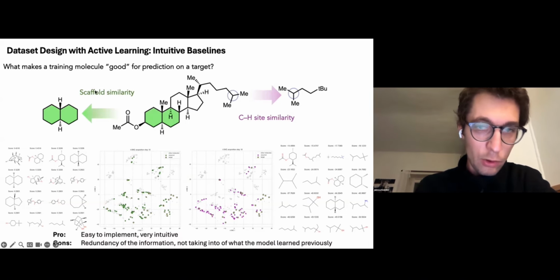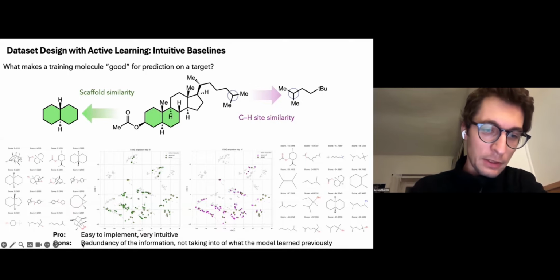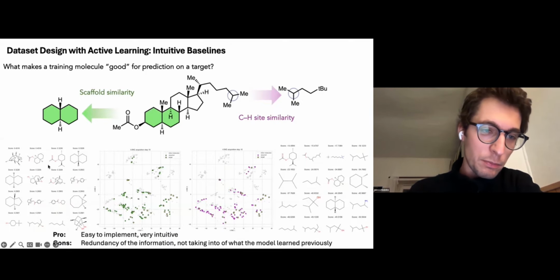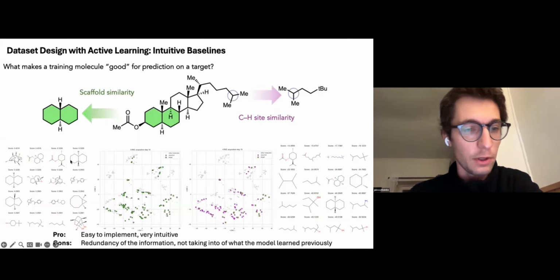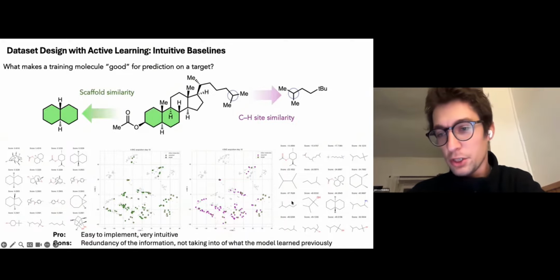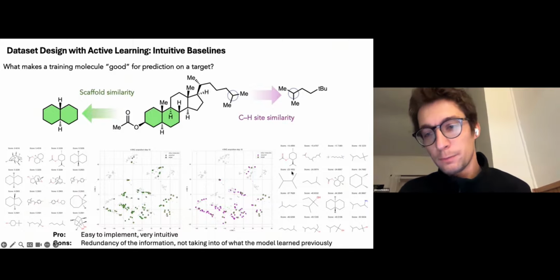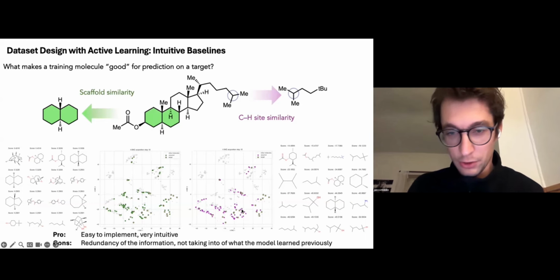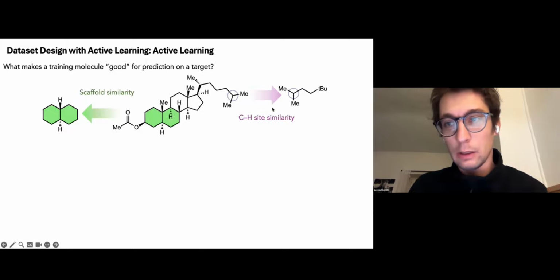One of the pros of those acquisition baselines is that they're pretty easy to implement. But the cons, as you can see, is that there's a reasonable amount of redundancy in the information you give to your model. For example, here, you have a lot of cycles that probably give you redundant information. And here on the right side for CH similarity, you have a lot of alkyl chains that probably give you the same information.